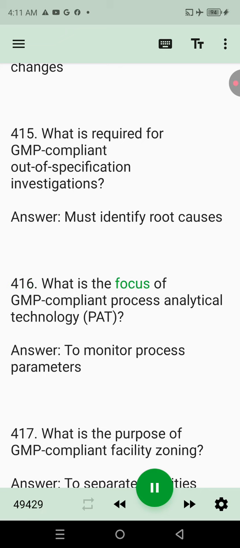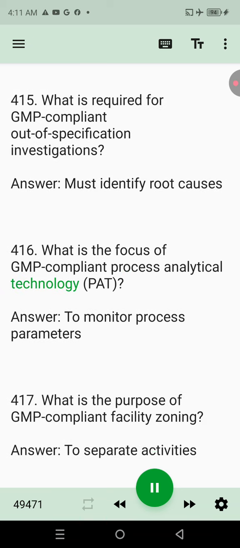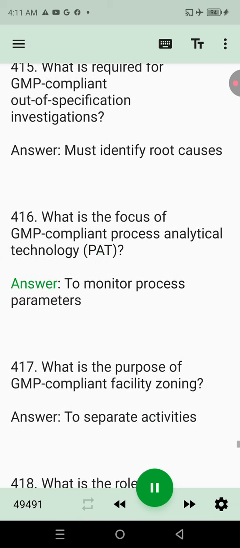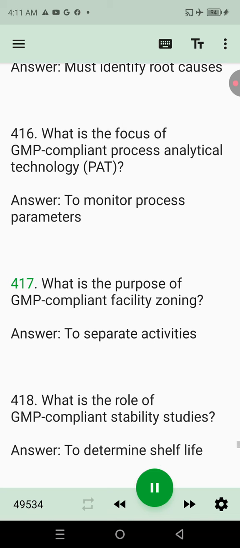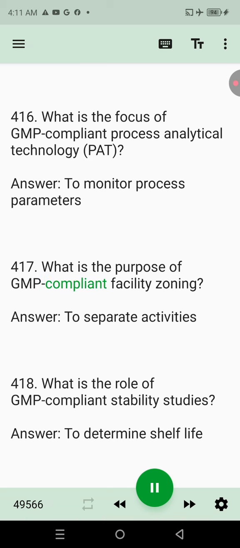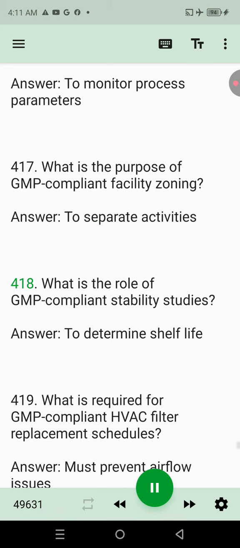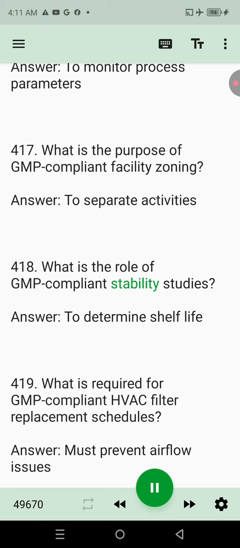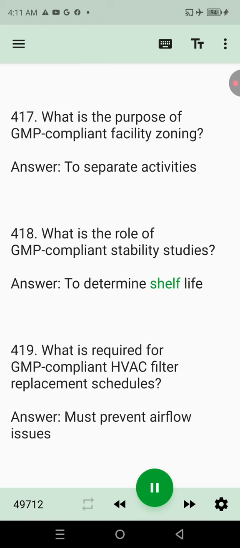416. What is the focus of GMP-compliant process analytical technology (PAT)? Answer: to monitor process parameters. 417. What is the purpose of GMP-compliant facility zoning? Answer: to separate activities. 418. What is the role of GMP-compliant stability studies? Answer: to determine shelf life.